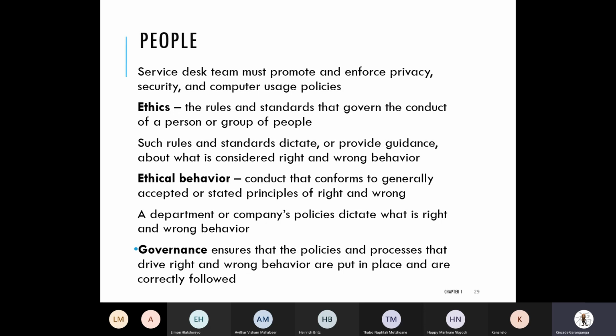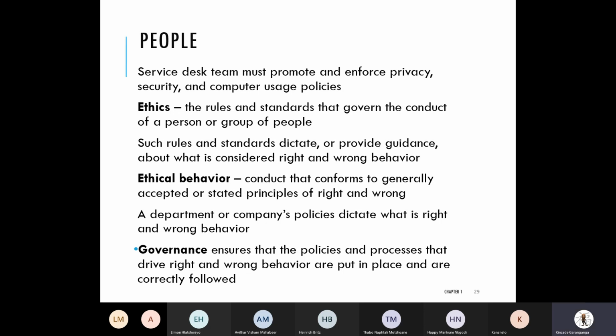Ethical behavior obviously looks at what principles are reflected in that regard. Again, looking at the right and wrong environments. So ultimately, you should have policies put in place that will dictate your right and wrong behavior. So if you were ever in doubt or on the fence on something, you've got a guideline or a policy that is already there that enables you to know exactly what's happening.